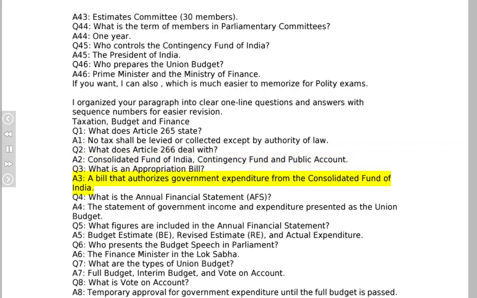Q3. What is an appropriation bill? A3. A bill that authorizes government expenditure from the consolidated fund of India. Q4. What is the annual financial statement, AFS? A4. The statement of government income and expenditure presented as the union budget.